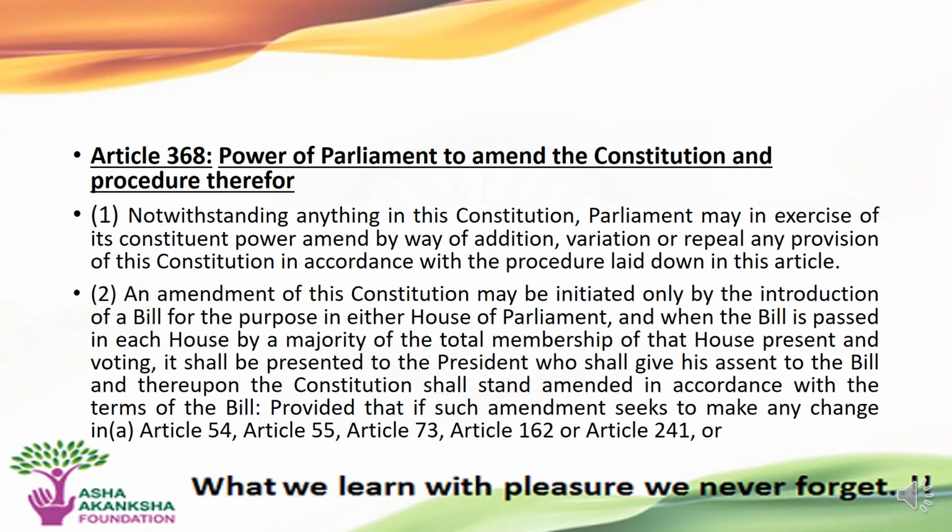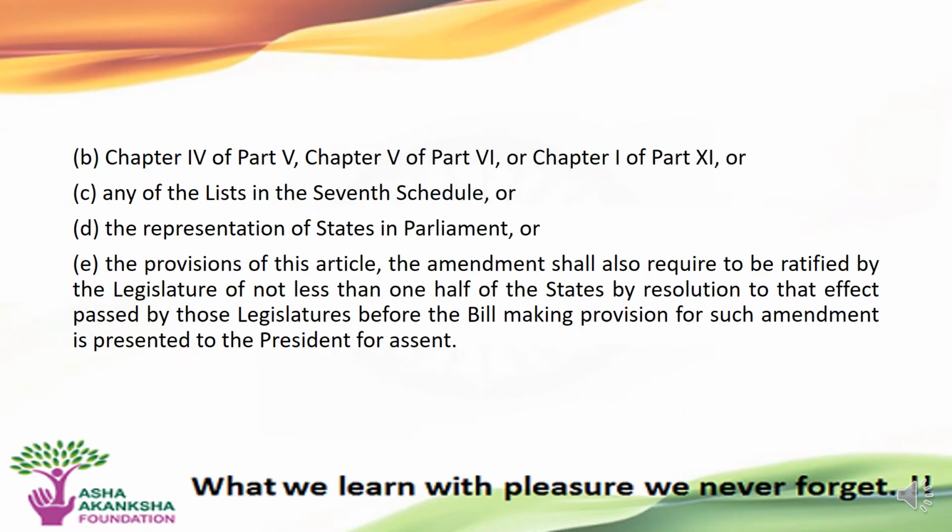provided that if such amendment seeks to make any change in A. Article 54, Article 55, Article 73, Article 162, or Article 341, or Chapter 4 of Part 5, Chapter 5 of Part 6, or Chapter 1 of Part 11, or any of the lists in the 7th Schedule, or the representation of states in the Parliament, or the provisions of this article, the amendment shall also require to be ratified by the legislatures of not less than one half of the states by resolution to that effect, passed by those legislatures before the bill making provision for such amendment is presented to the President for assent.